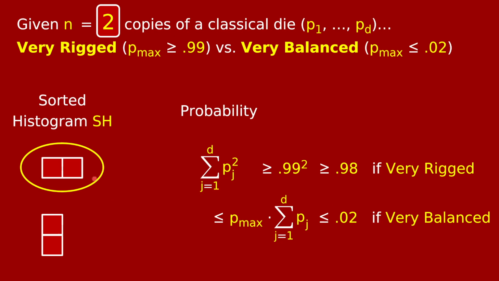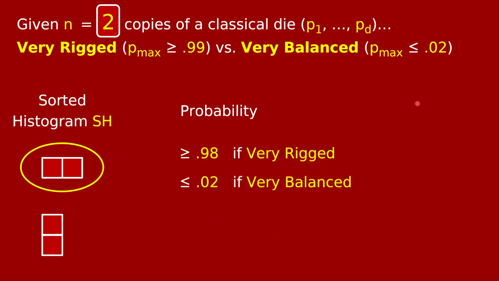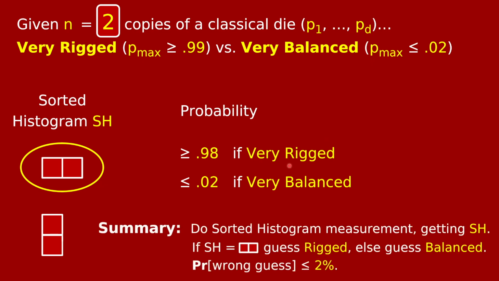So this is great. Seeing this sorted histogram is either super common or super uncommon, depending on which case you're in. So this is really perfect, and it shows that with just 2 copies of the die, or the ability to measure 2 copies of the die, you can pretty much easily tell the difference between these 2 cases. What you do is use your sorted histogram measurement, you get back your sorted histogram SH, and if SH is this, a single row with 2 boxes, you guess that it's rigged. Otherwise, you guess that it's balanced. And the probability that you guess wrong, that you guess rigged when it's actually balanced, or guess balanced when it's actually rigged, by this analysis is at most 2%.